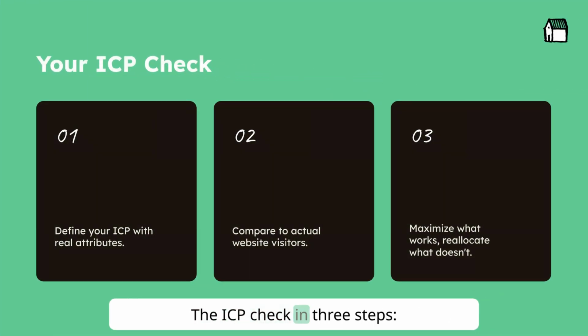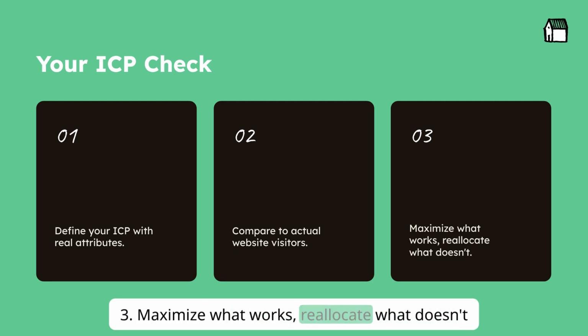The ICP check in 3 steps. 1. Define your ICP with real attributes. 2. Compare to your actual website visitors. 3. Maximize what works, reallocate what doesn't.